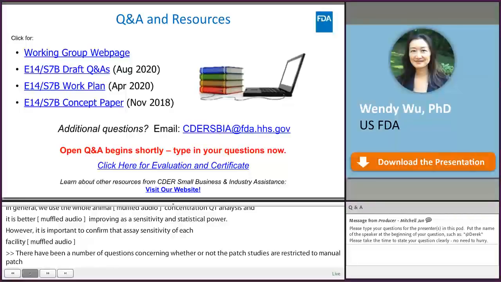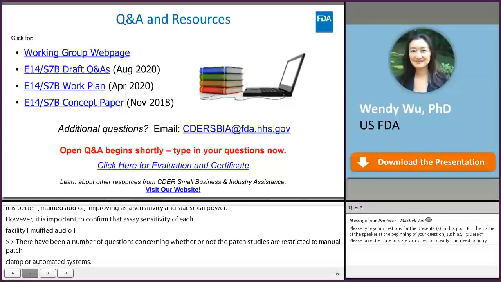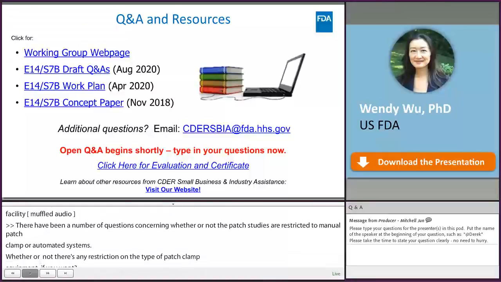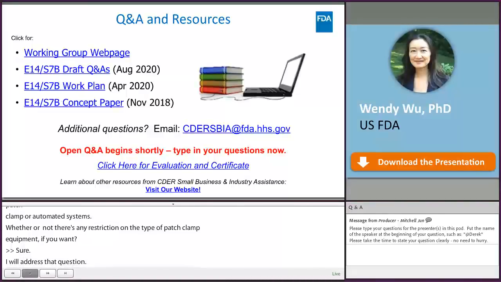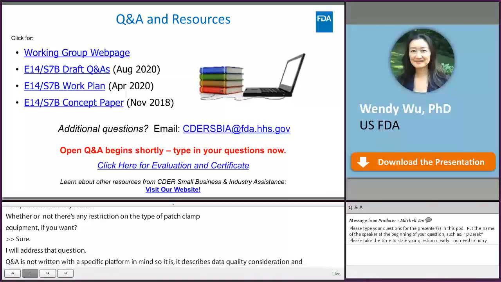I think that was a question to Wendy or Gary, and it's whether or not there is any restriction on the type of patch clamp equipment, if you like. Sure, I will address that question. The Q&A is not written with a specific platform in mind, so it describes data quality considerations and criteria. If automated patch clamp system generated data satisfy all the criteria, then I don't see why they wouldn't be able to be used.